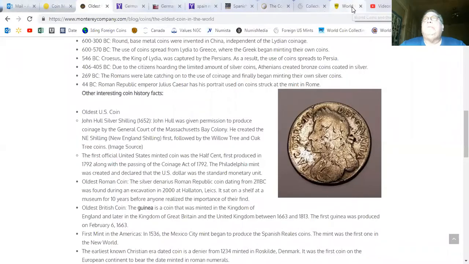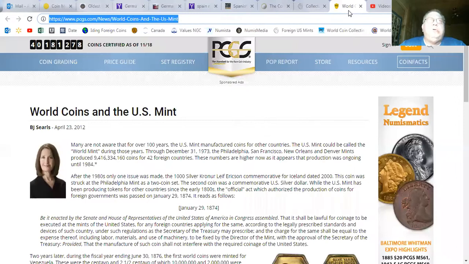and we'll go right here, and we'll go right. Oh, where is it? This one. World coins in the U.S. Mint.